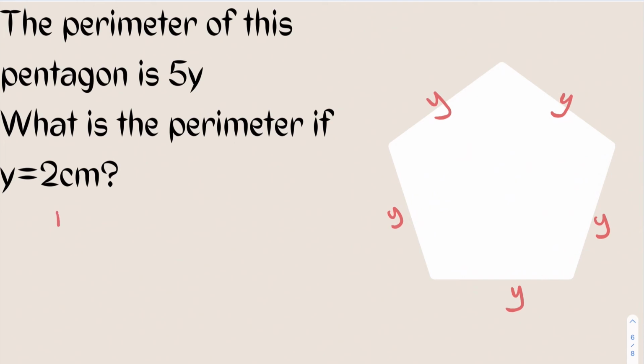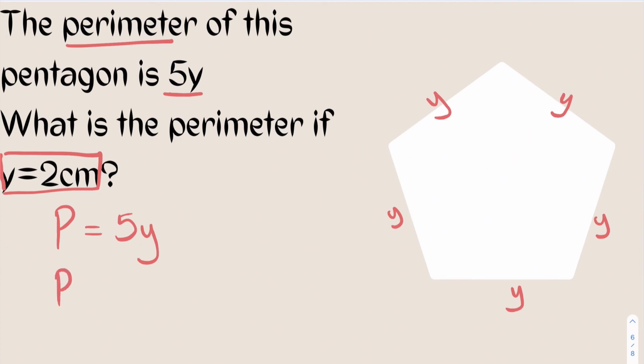So I know that the perimeter is 5y. So I'm going to use this as my equation. So the perimeter equals 5y, and it says it here, perimeter 5y. And now it's telling us that y is equal to 2 centimeters. So if I substitute that in, I end up with the perimeter equal to 5 times y, so 5 times, and then it's telling us that y is 2. So the final answer, 5 times 2 equals 10, so the perimeter of the whole shape is 10 centimeters.